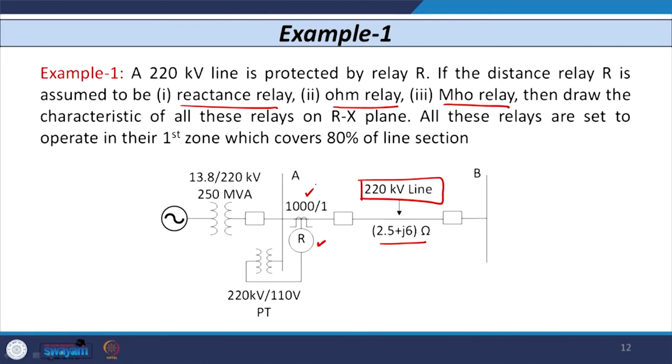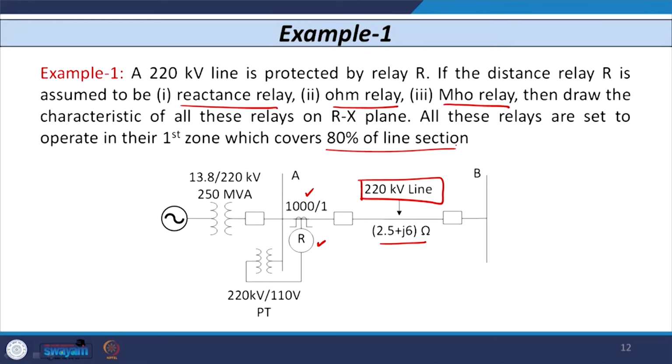The CT ratio is given as 1000 by 1 and the PT ratio is given as 220 kV by 110 volt. And one more thing, all these relay characteristics, reactance, ohm and mho, have to operate in the first zone, which covers 80% of the line section. With this background, let us solve the example.